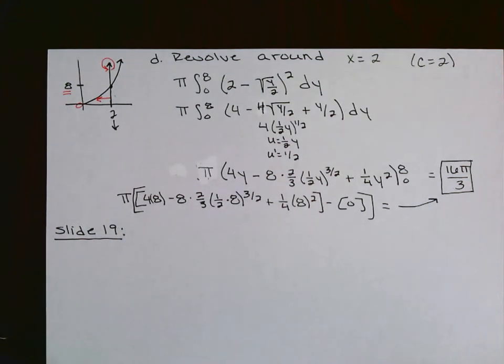All right, slide 19. A manufacturer drills a hole through the center of a metal sphere of radius 5 inches. The hole has a radius of 3 inches. What is the volume of the resulting metal ring? You know what, guys? Sorry, I'm going to skip this one.